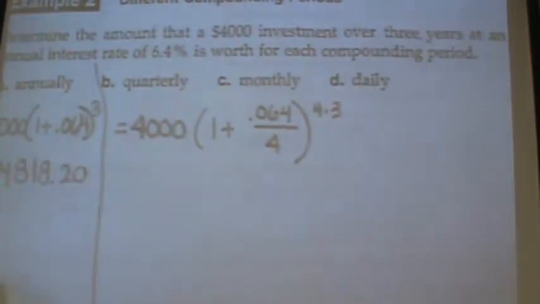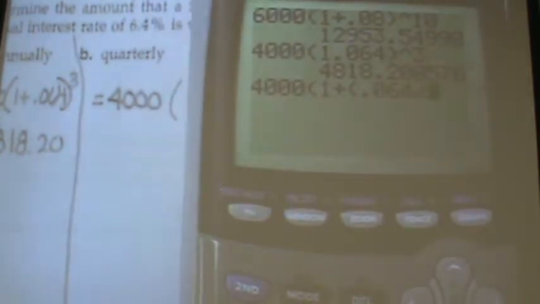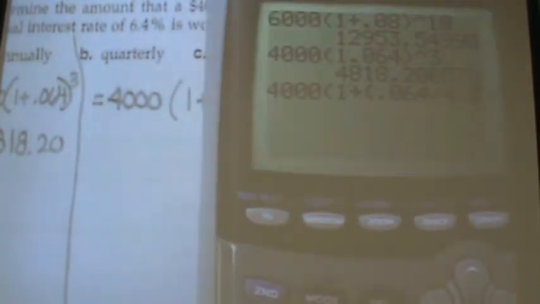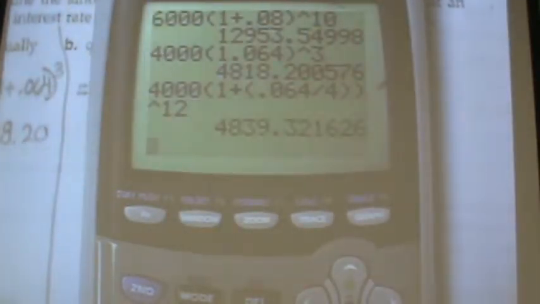Okay, so what would it be if it were quarterly? $4,000 times 1 plus 0.064 over 4, and then 4 times 3 power. Now, you could do this all in one shot if you wanted to on your calculator. 4,000 times 1 plus, and then parenthesis, 0.064 divided by 4, parenthesis, raise it to the 12th power. And I got $4,839.32.